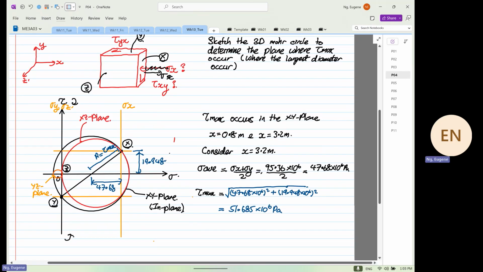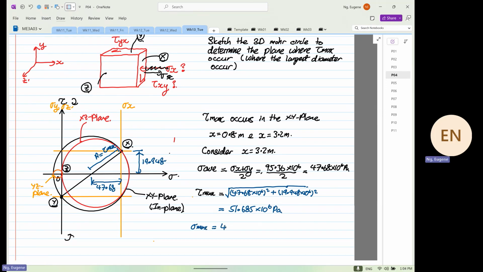So from here, stress max will be equal to 47.68 times 10 to the power 6 plus 51.685 times 10 to the power 6, which is equal to 99.365 times 10 to the power 6 Pascal.